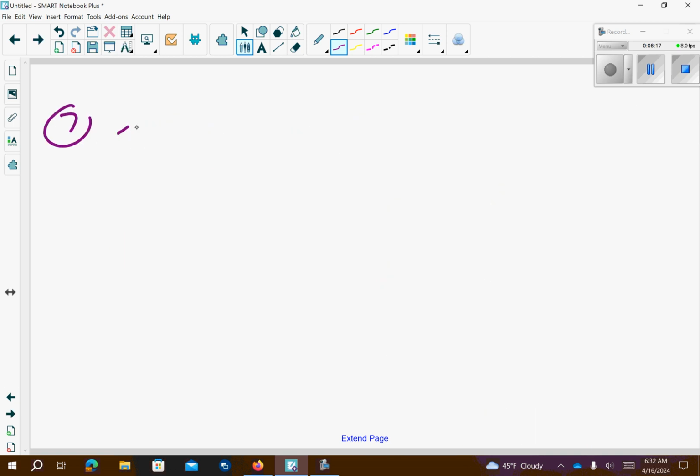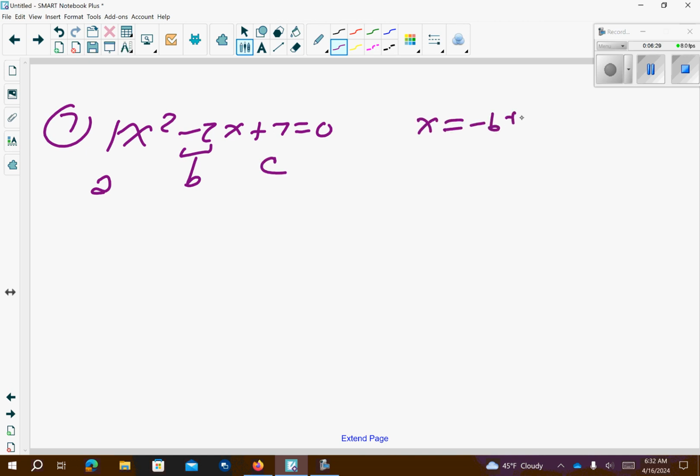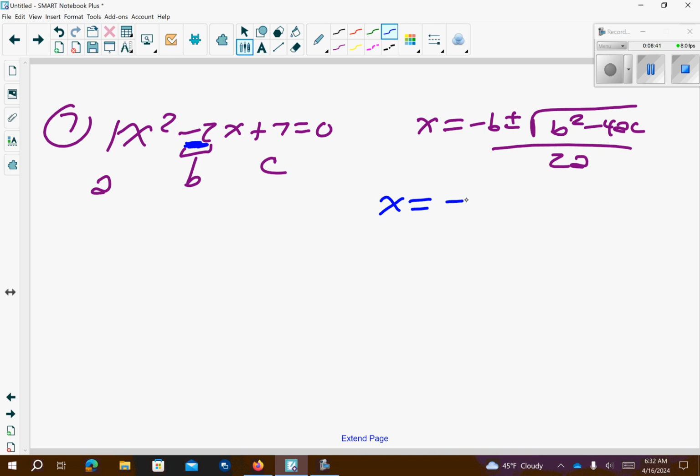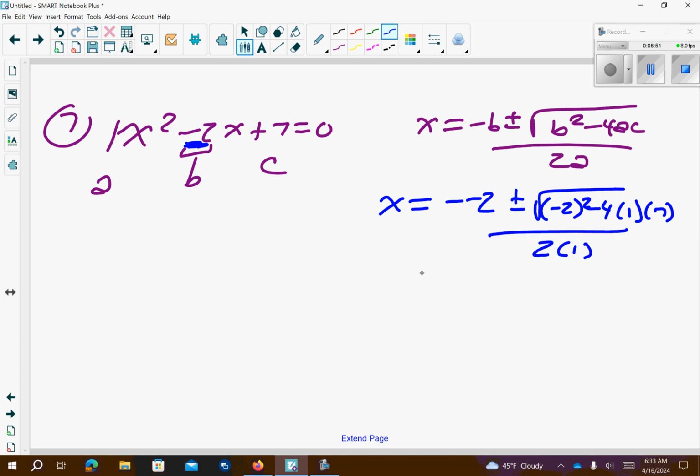Number 7, x squared minus 2x plus 7 equals 0. My a value is 1, my b value is negative 2, and my c value is 7. And remember your equation, x equals negative b plus or minus square root b squared minus 4ac, all divided by 2a. So x equals, now in this case I'm plugging in negative 2, so I get negative negative 2 plus or minus the square root of negative 2 squared minus 4 times 1 times 7, all divided by 2 times 1.